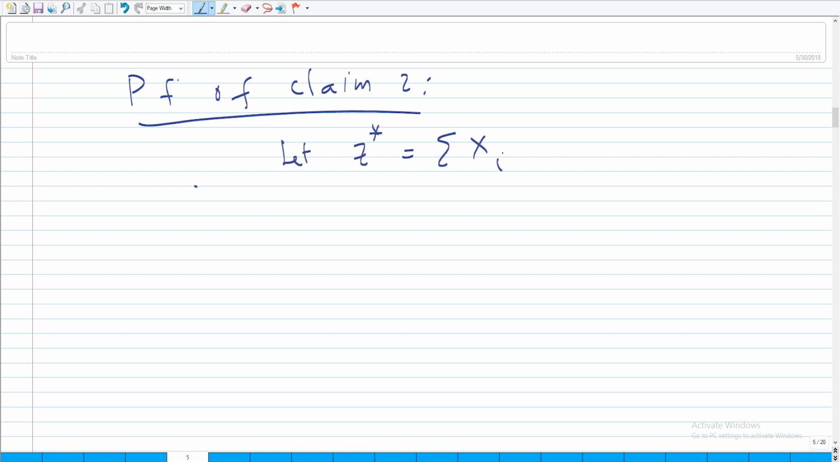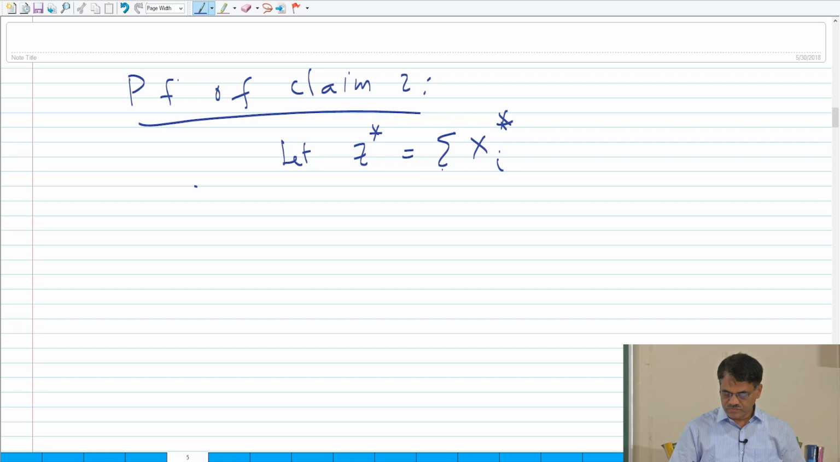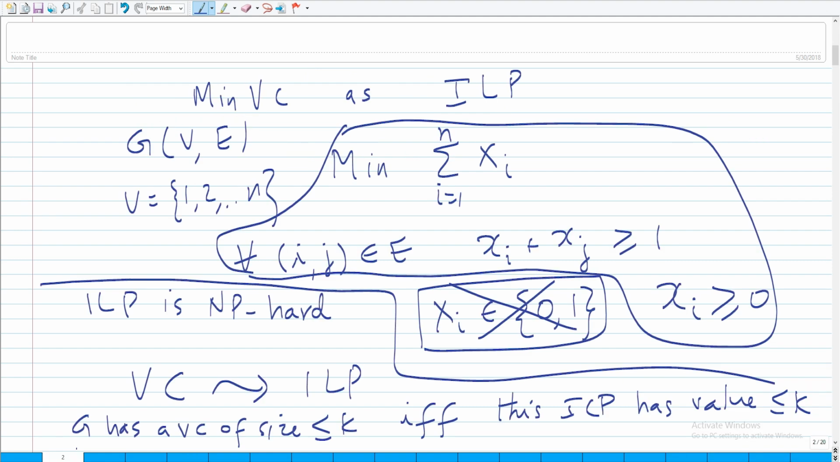Okay, so proof of claim 2. Let Z star be equal to summation x i star, right. This is the optimum solution of the LP relaxation. And what can you say about this and minimum vertex cover? What is minimum vertex cover? If I put the integrality constraint, then that optimum solution is the minimum vertex cover, because if I actually put the integrality constraint, then that is exactly the formulation of vertex cover. So, then summation x i would be minimum vertex cover.